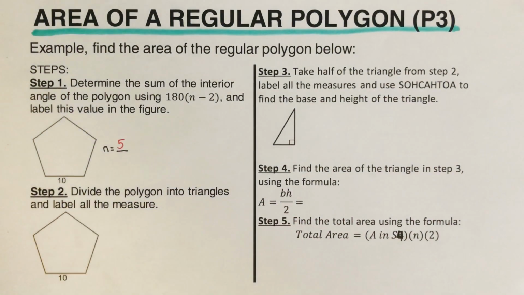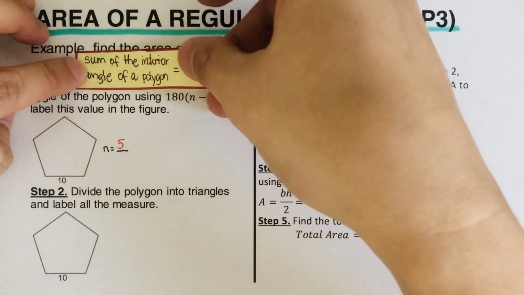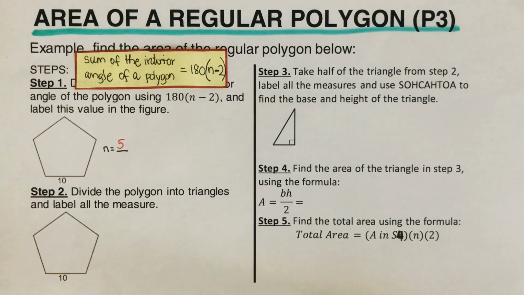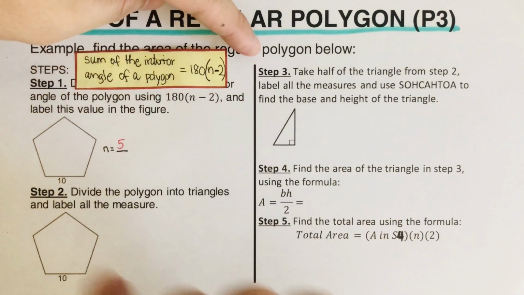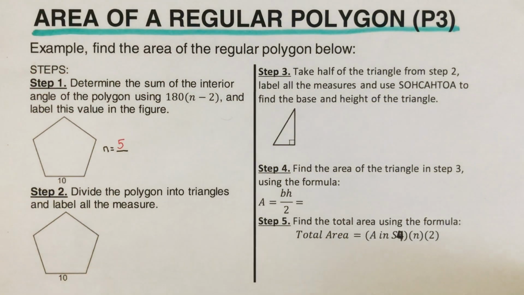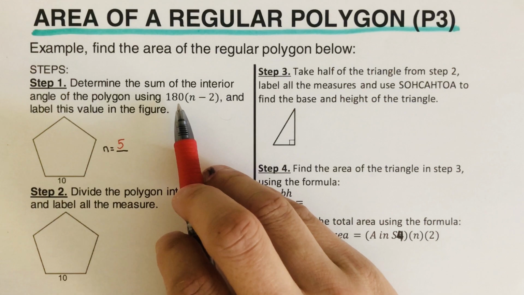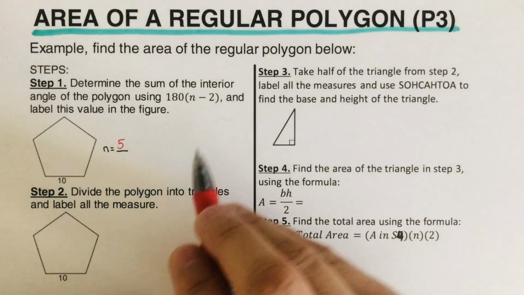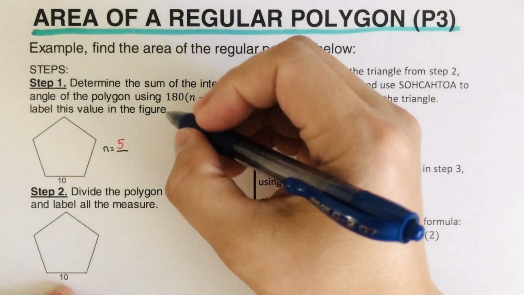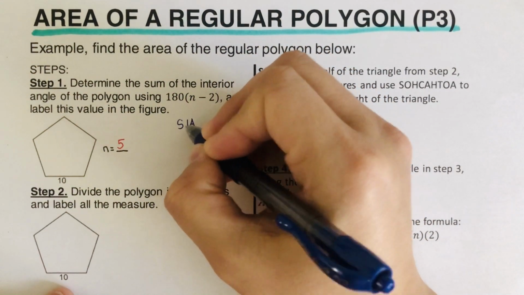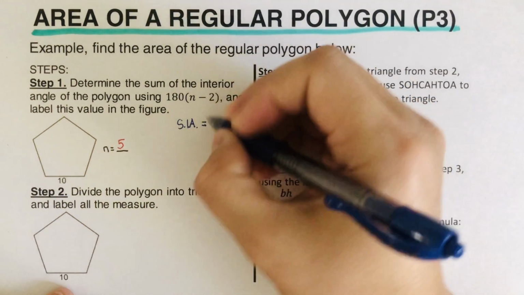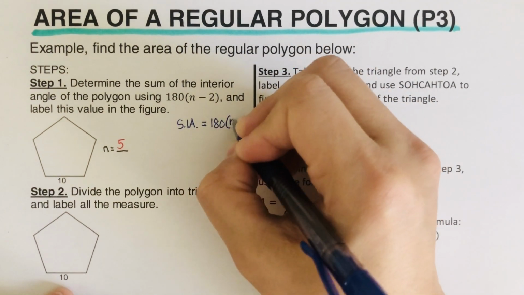So the first step here is to determine the sum of the interior angles of a polygon using this formula. Again, there is another video that talks about the sum of the interior angles of a polygon, which is equal to 180 times n minus 2, where n is the number of sides. Again, I will put the link of that video in the description box below. So this is the formula to find the sum of the interior angles, SIA. So the sum of the interior angles is equal to 180 times n minus 2.